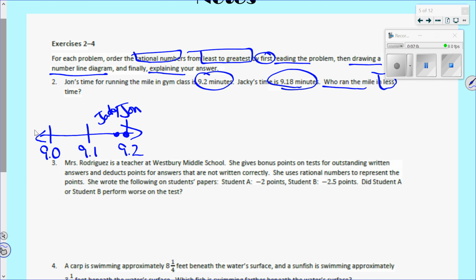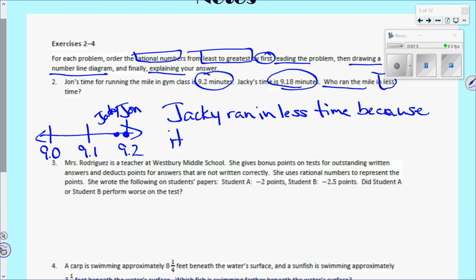So who ran the mile in less time? David? It was Jackie. Why? Excellent. She ran in less time because it is left of John's. Perfect. That's exactly, guys, I want you to get used to this. This is how we describe less or greater than: the relative position on a number line. Further left is smaller, further right is larger. Or if I'm doing a vertical number line, further down is smaller, further up is bigger. Does that make sense? Okay.